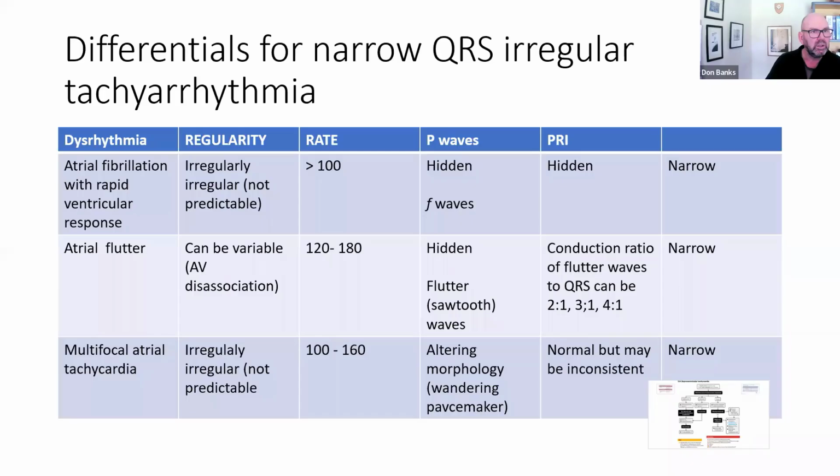Moving along, here's my differential process for an irregular tachycardia when it's a narrow QRS. I've got a chance of it being atrial fibrillation, atrial flutter, or multifocal atrial tachycardia. The differentiating features for AFib are the presence of F waves and no discernible or predictable PRI. If it was a multifocal atrial tachycardia, I'm more likely to see the altering morphology of the P waves and a clear PRI, although there may be minor variances, it'll still be an identifiable PRI.